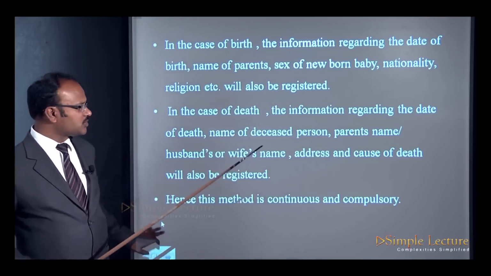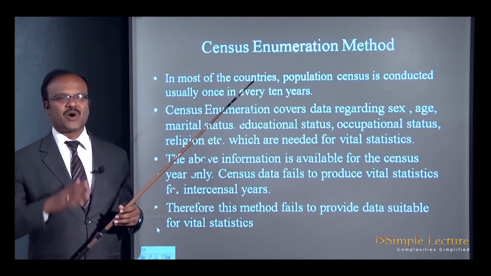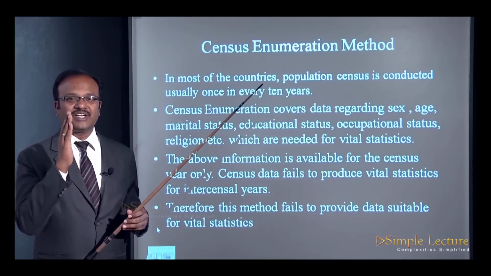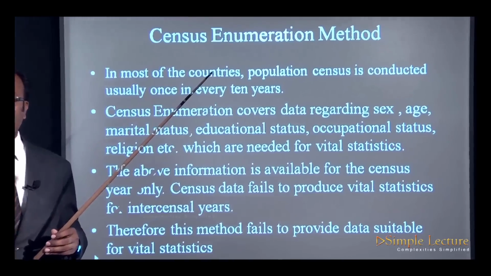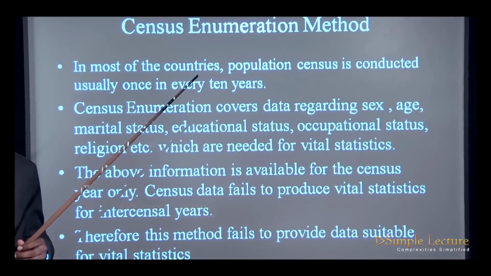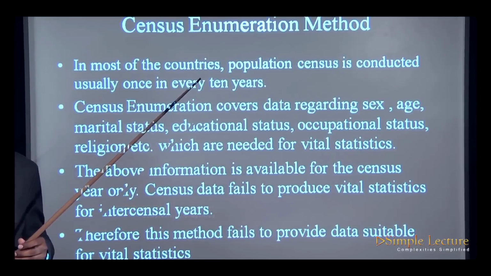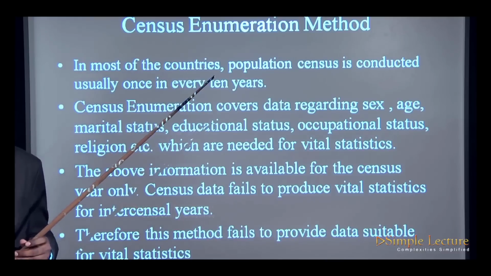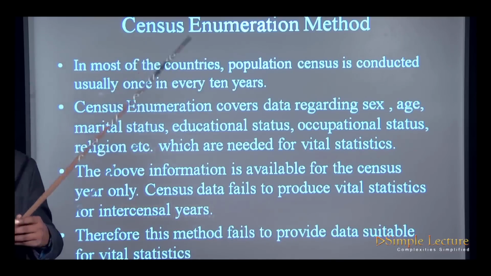Now, let us go to the census enumeration method. I think the moment we say census, all of you know about it, because the census is conducted once every 10 years. And usually in our country, every 10 years means, see, the last one was conducted in 2011. Before that it was conducted in 2001. Like this, next they will be conducting in 2021. So every 10 years once they will conduct the census. Now when they conduct the census, what are they going to do?